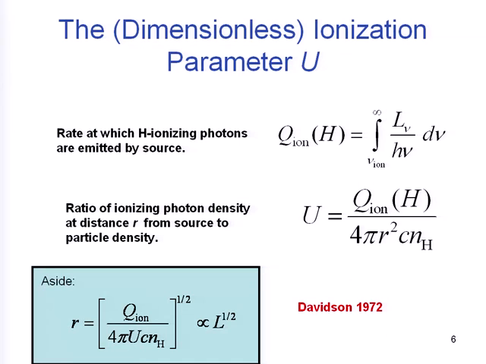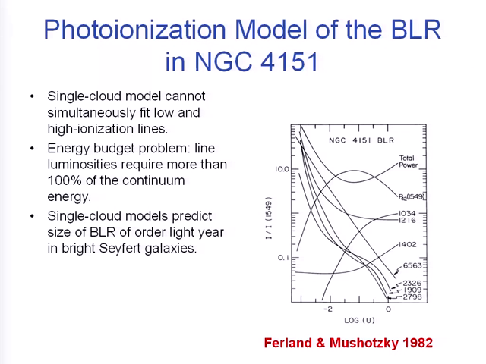I'll just mention as an aside that if you rearrange this equation, this is where you get the supposed dependence between the radius of the broad-line region and the luminosity of the AGN. The hidden assumption is that the ionization parameter and the particle density within the emission line clouds are about the same in all AGNs. That's why I always refer to this as a very naive assumption. When you model the broad-line region in fairly well-studied objects like NGC 4151, going back to 1982, you find a number of disturbing things: a single cloud model can't simultaneously fit both the low and high ionization lines.